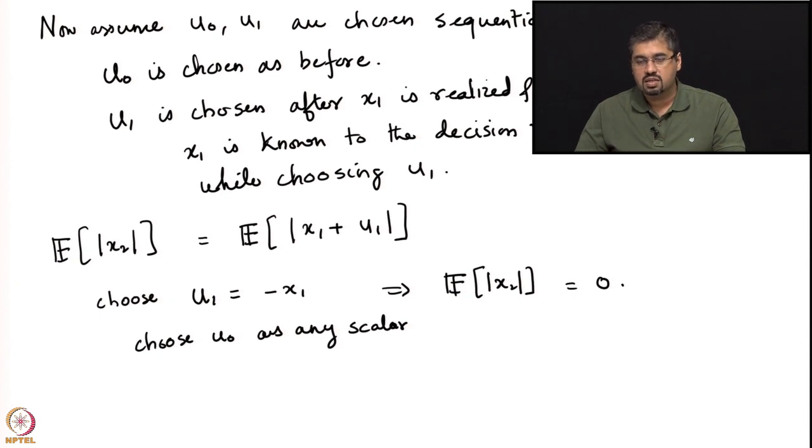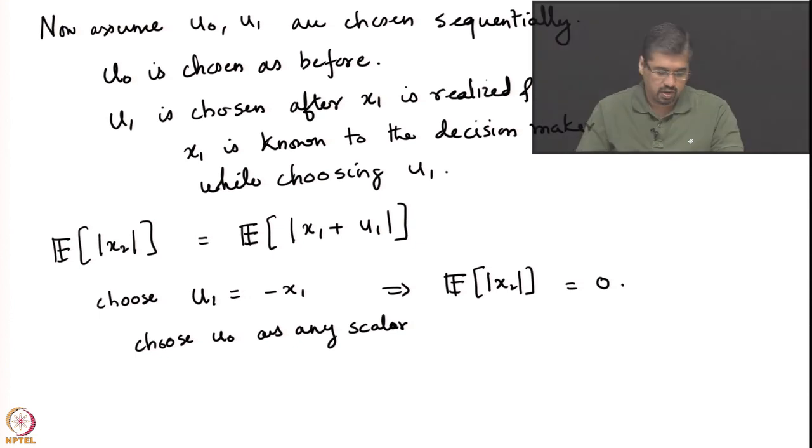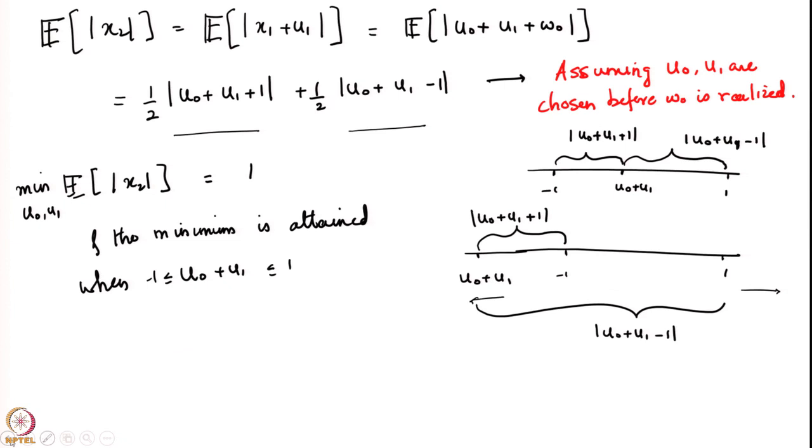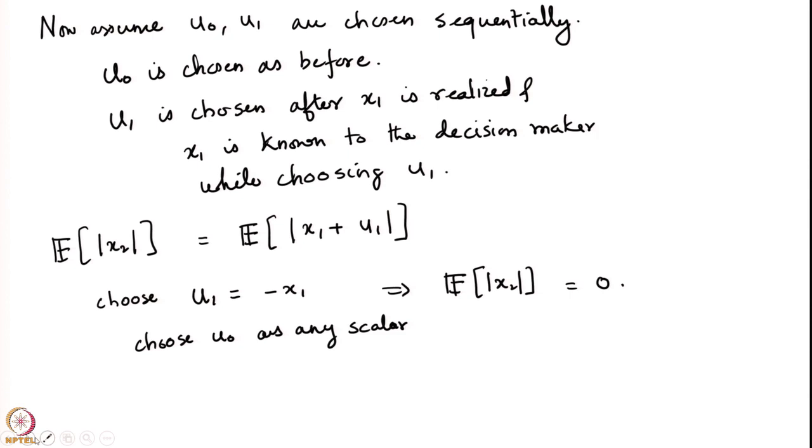So this is how you can see that there has been a difference in the optimal value of the objective based on the information that you had. In our earlier example, the optimal value of the objective turned out to be 1, okay. The minimum value that you could get was 1. In this case, the minimum value is equal to 0.